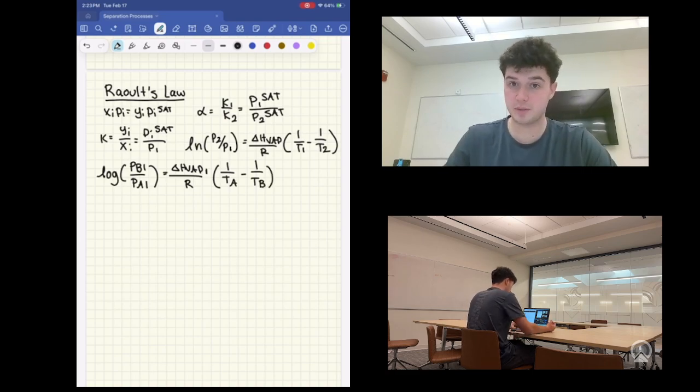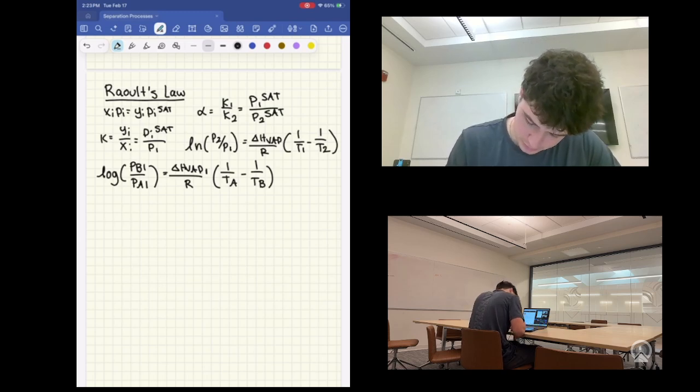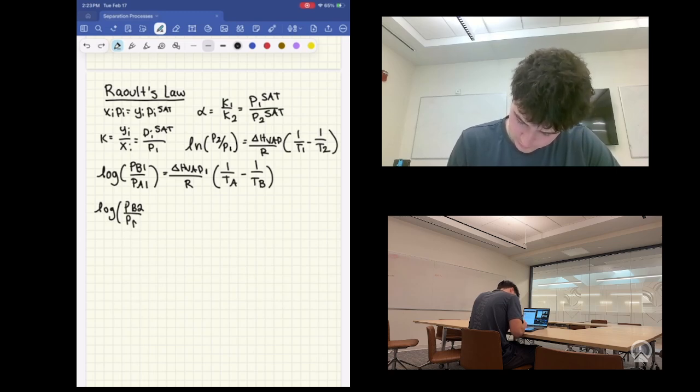Now we're going to do the same thing, but now with component 2. So log of PB2, peanut butter. I wish. So it is essentially the same equation, but swap out all of the 1s for 2s.